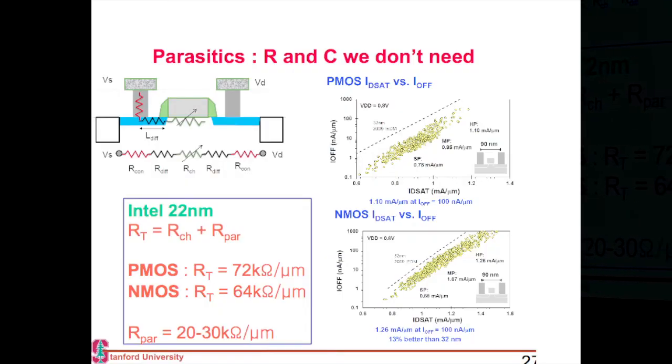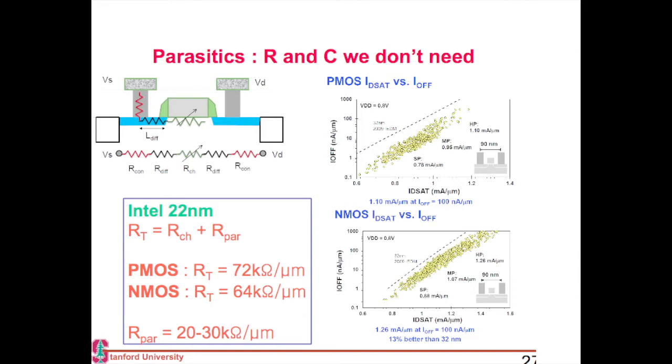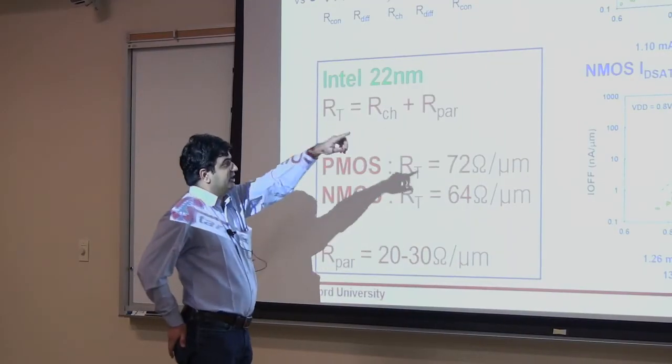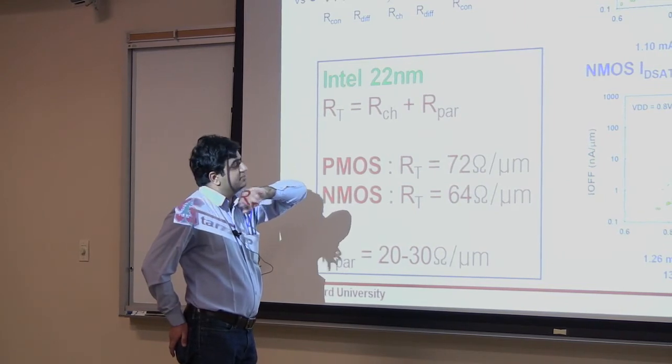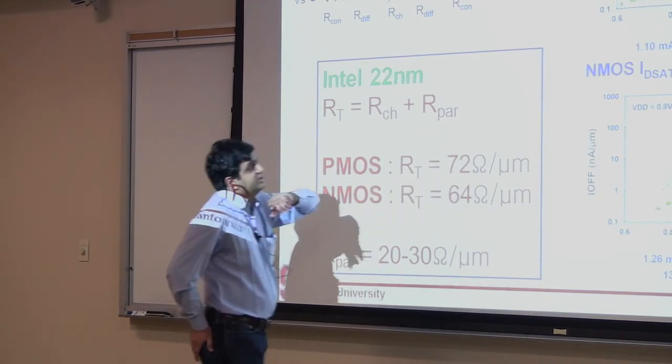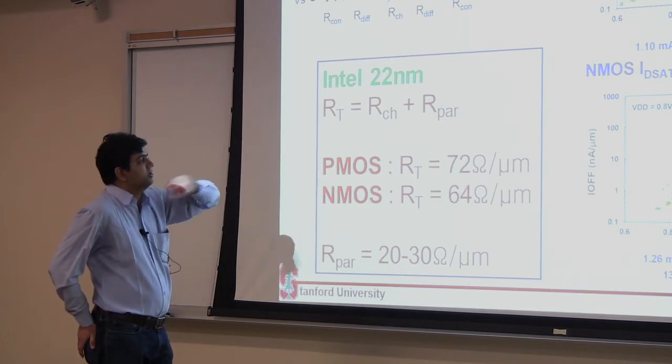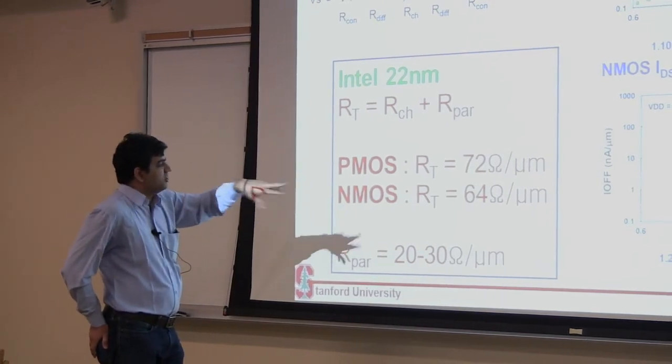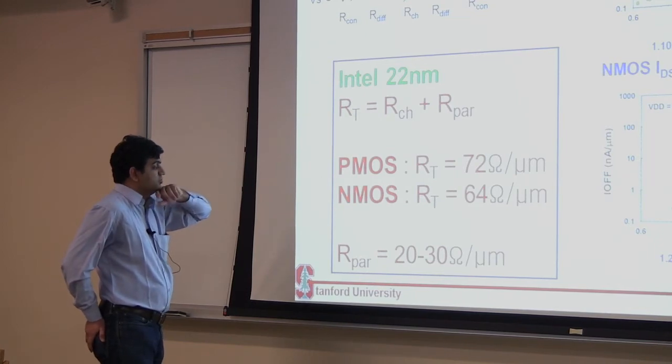So this is showing the Intel FinFET transistor. If you look at these numbers that essentially every company will plot out when they publicize their technology, and do some back of the envelope calculation, it says that their PMOS has a saturation current of 1.1 milliamp at 0.8 volts. So if you do 0.8 by 1.1 milliamp, it gives you a resistance of 72 ohms per micron. Similarly, for NMOS, it's around 64 ohms per micron.